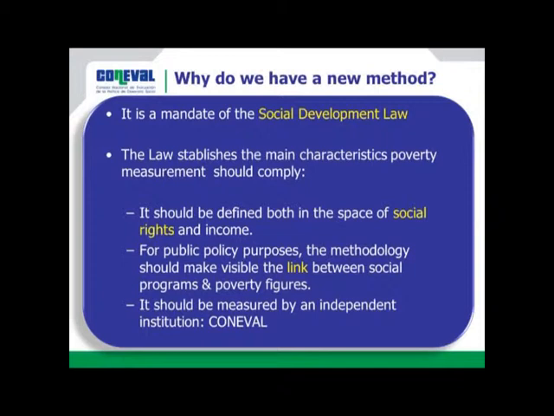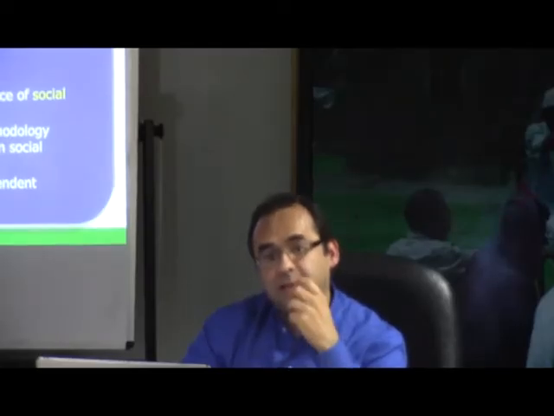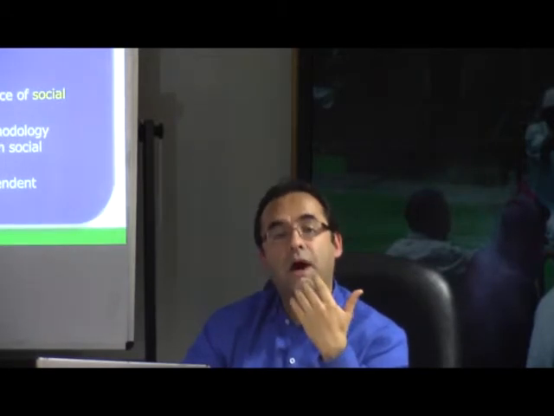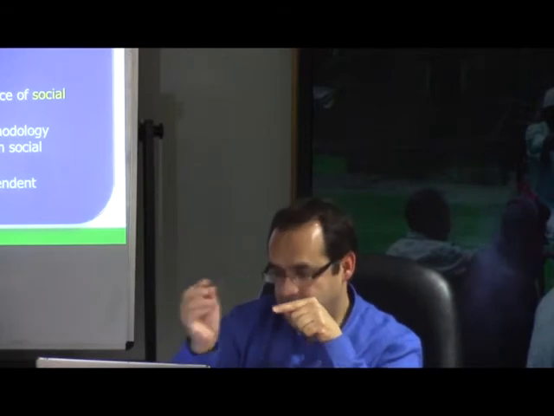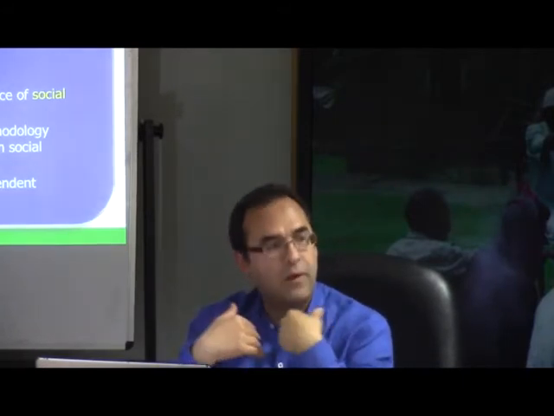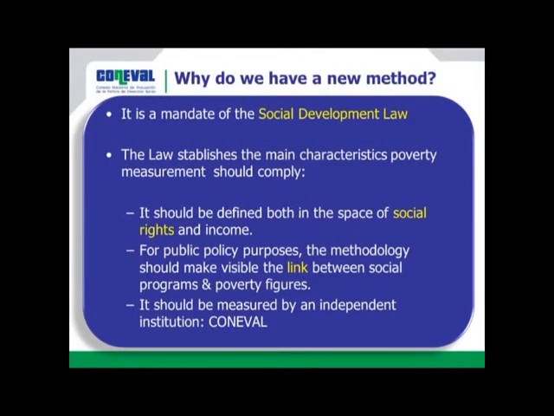And this is very interesting because what the law is saying is that our constitution is very important in terms of social rights, therefore our poverty measurement should put that from the very beginning. I'm also saying that income is still very important, and for our method, income, as you will see, will be very important. Secondly, for public policy purposes, the methodology should make a closer link between social programs and poverty figures.